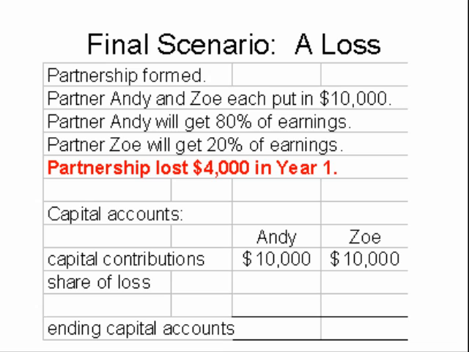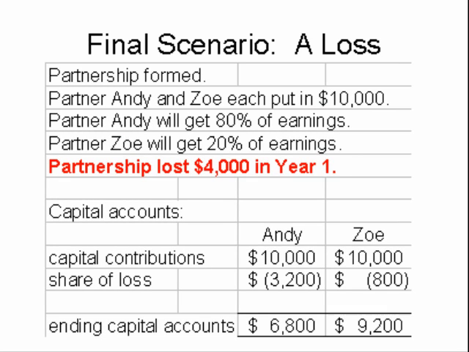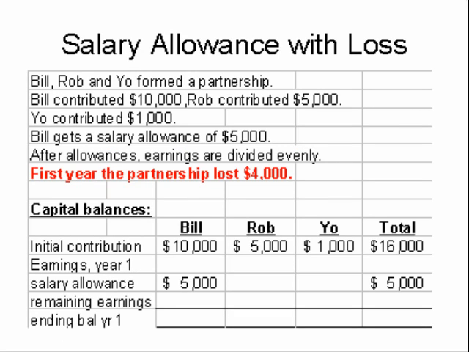All right, now we've got a loss. Let's see if you can figure out how to do this one. Freeze it, do the calculation, and then check. Okay, that was fairly straightforward. Now let's add another layer to it. Let us add a salary allowance.